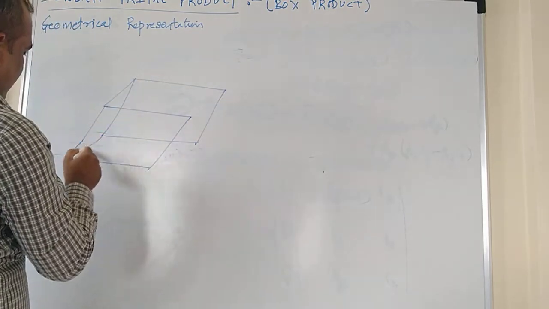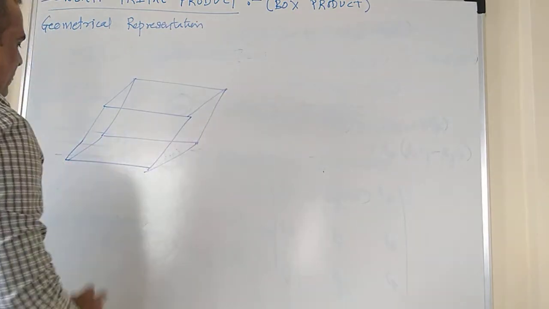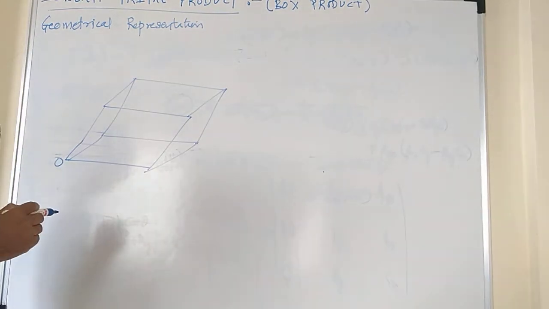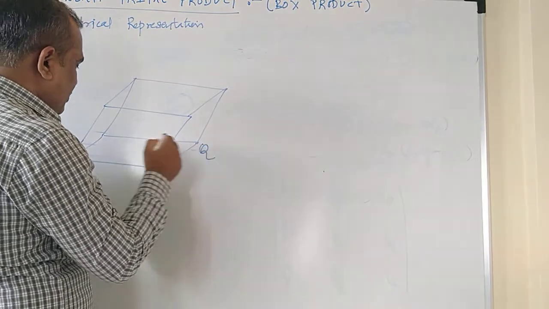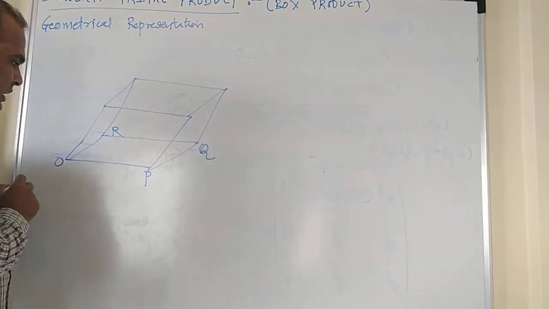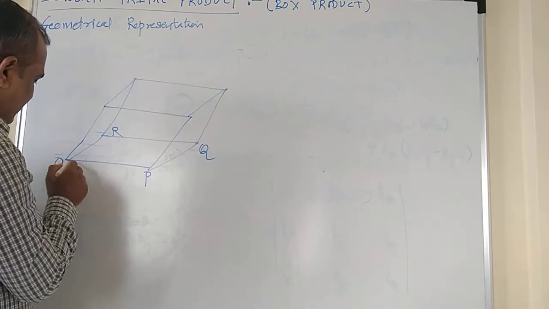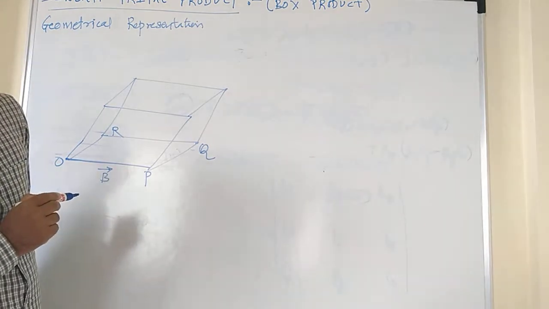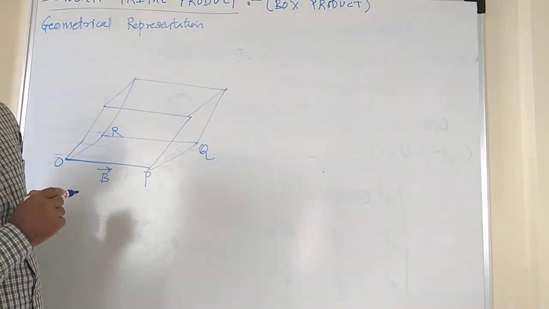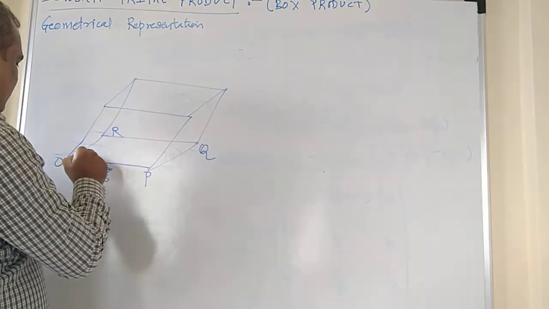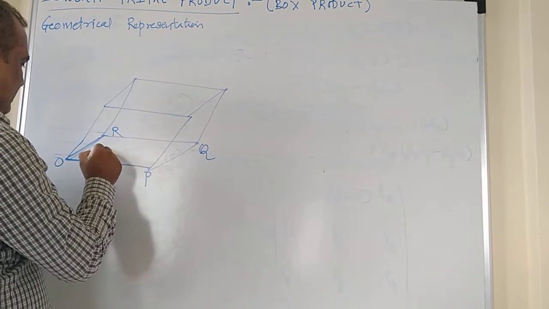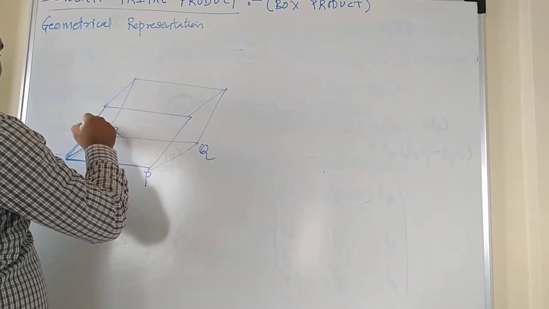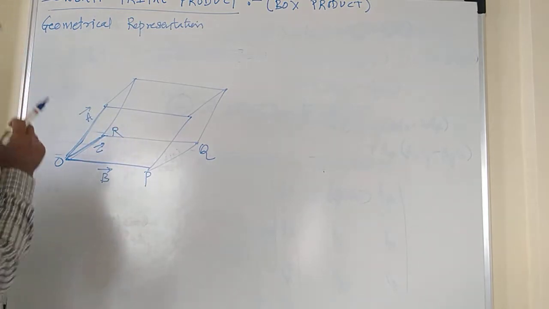And in this way, let us consider the vectors. Let us say this is point O, this is P, this is Q, and this is point R. Let us say the vectors are, this is the baseline, which is vector B bar. So let us say this is B bar, and vector C bar is this one. So this is a vector C bar, and let us say this is a vector A bar, right? This is a vector A bar.